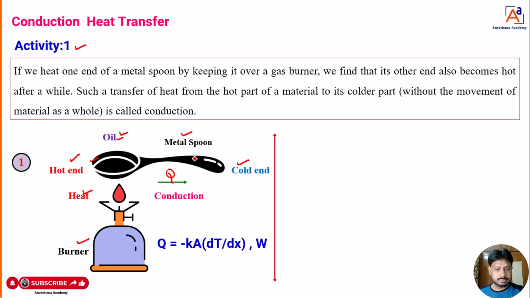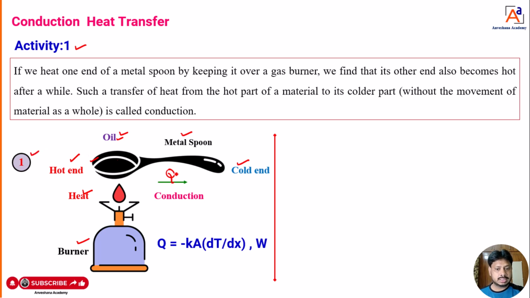Why so? In the metal spoon, the particles or atoms are close to each other and do not alter their position. They transfer heat from one part of the system to another part, from one end to the other end, or hot end to cold end, while the molecules remain at rest. That type of heat transfer is called conduction heat transfer. This is one of our day-to-day live examples.